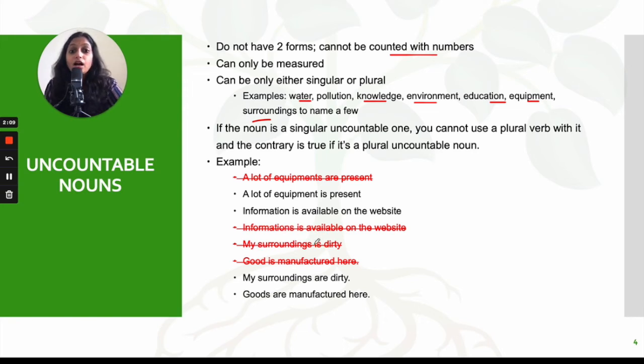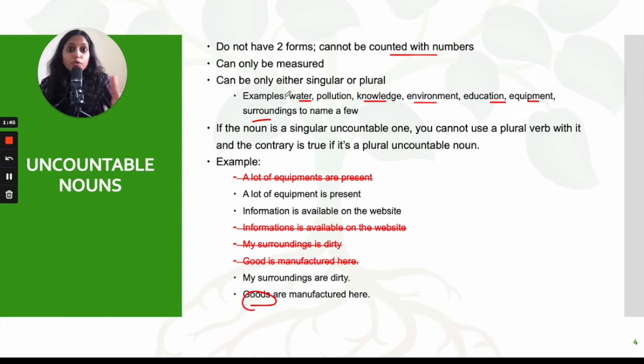My surroundings are dirty. Surroundings is an uncountable noun that exists as a plural. Goods are manufactured here. Goods means anything that's a commodity. Okay, goods are manufactured here. You will not say good. Good is an adjective which means nice. Okay, so this is how you use uncountable nouns.